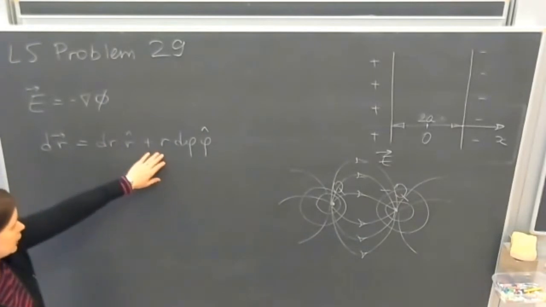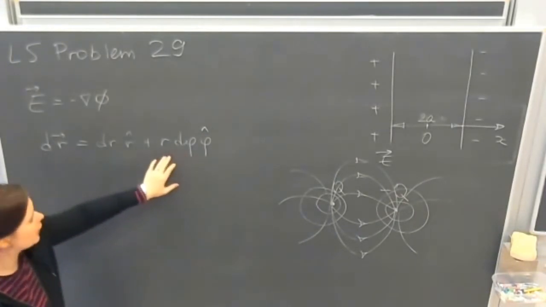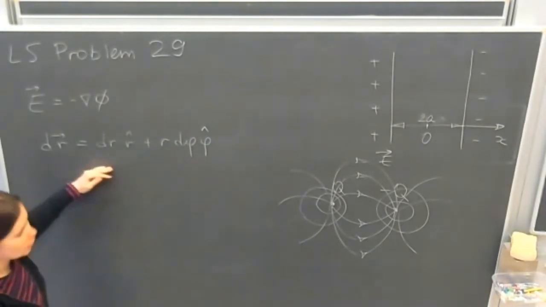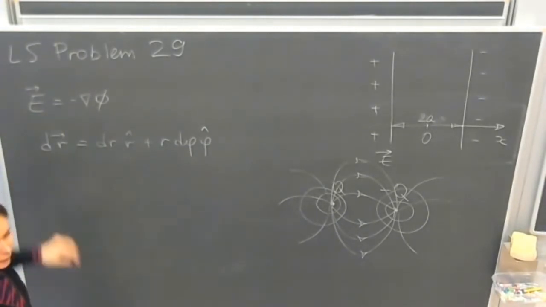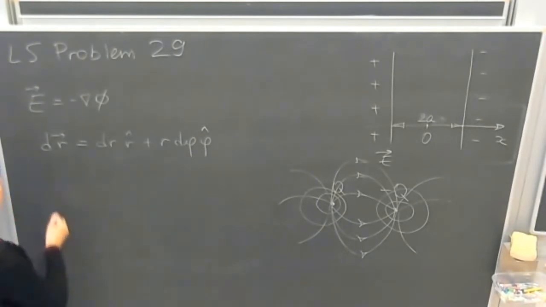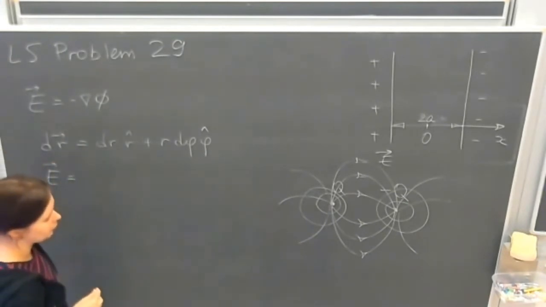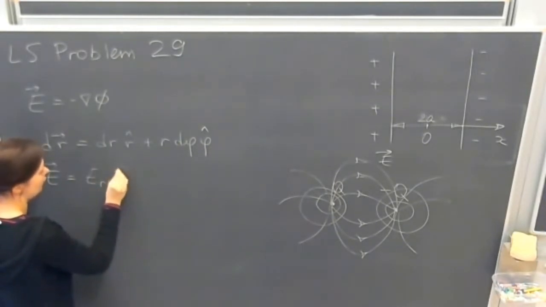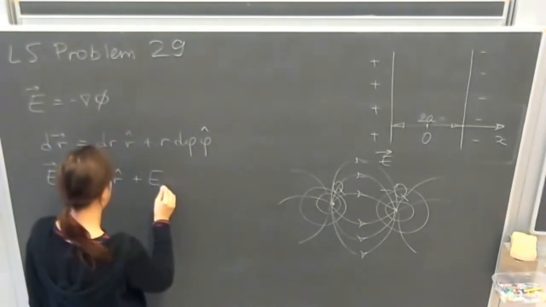So for cylindrical coordinates, there is r d phi in the phi direction because phi is dependent on r also. That's by definition of a line segment in cylindrical coordinates. From the other side, the electric field will have, in two-dimensional space, a radial component and an angular component.